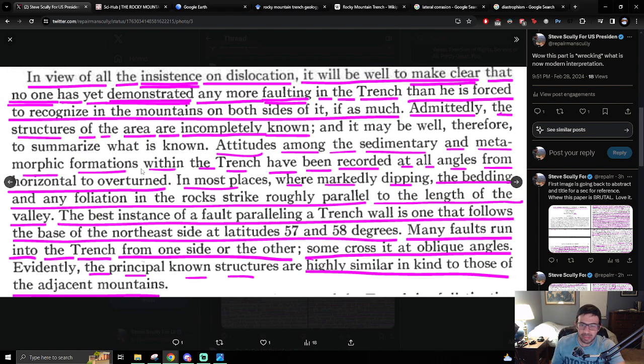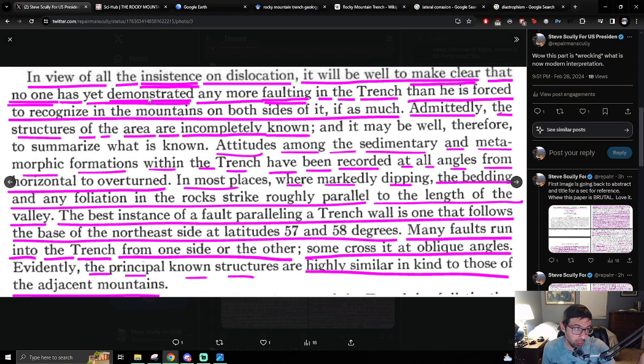Okay. We are steamrolling. In view of all the insistence on dislocation, it will be well to make clear that no one has yet demonstrated any more faulting in the trench than he is forced to recognize in the mountains on both sides of it, if as much. So there's faulting on other sides of the trench too.